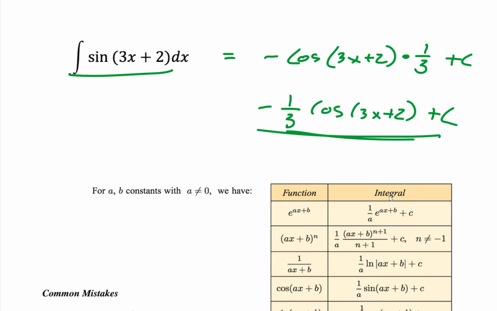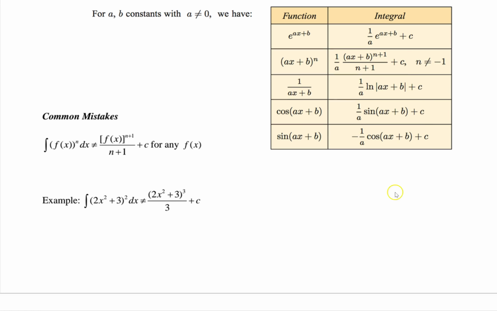To sum up, we have stuff like this, right? If it's an e, you just want to copy it and divide by the derivative of the inside. If it's a power rule, just do a chain rule. Add 1 to power, divide by new power, then divide by derivative of the inside. If it's 1 over something, it's a natural log. And cosine and sine are the basics.